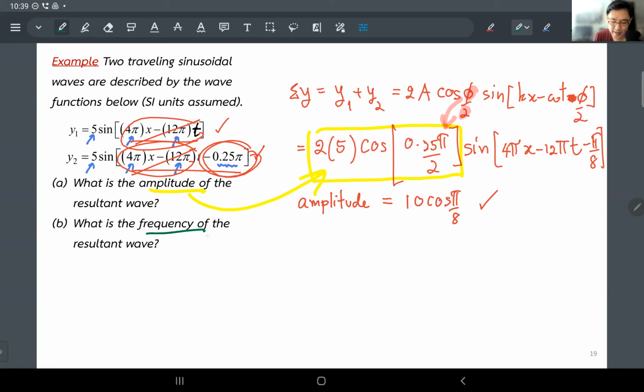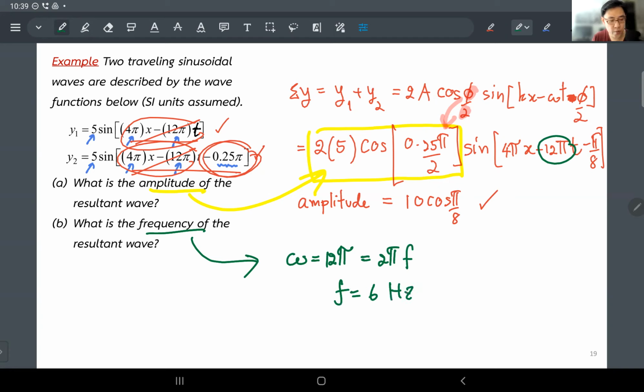Oh, it's no problem. I can see that the number comes in front of t, that gives you omega. So the omega of the resultant wave is 12 pi, and that is just 2 pi f. So f is just 6 hertz, and you are done.